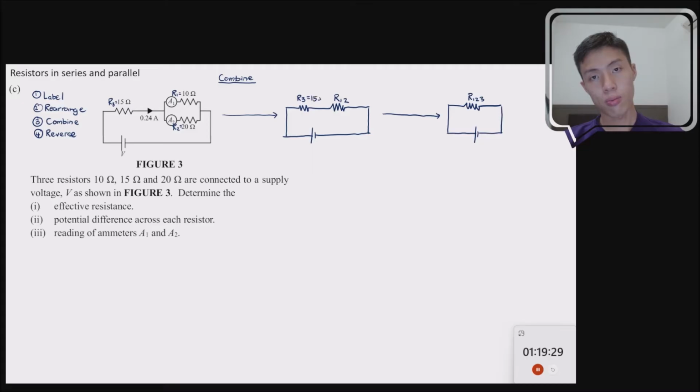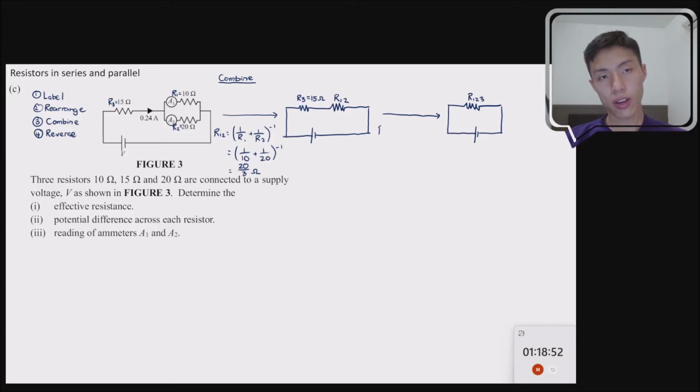R3 is 15 ohm. Okay, so let's find R12 first. R12 is in parallel, so to find R12, you need to take the inverse of R1, add it to the inverse of R2, then invert the whole thing back. So R1 is 10, R2 is 20, to the power of -1. So this is 20 over 3 ohm.